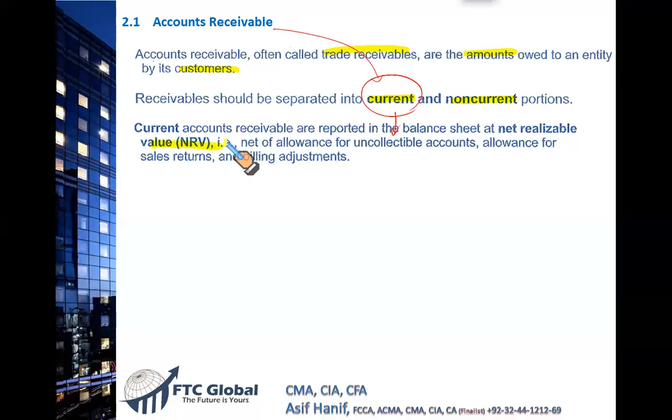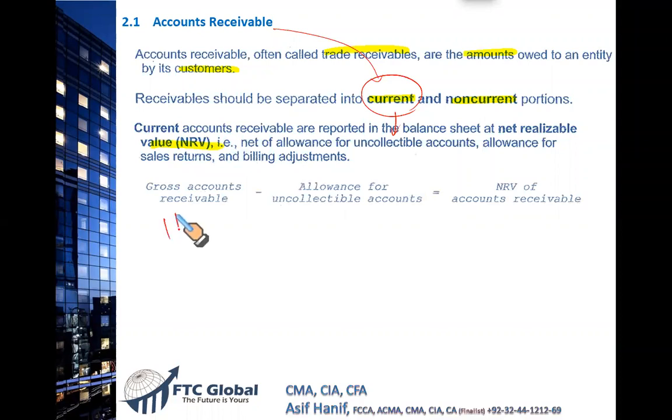What is net realizable value? Let me explain with numbers. Let's say our account receivables are 115,000.